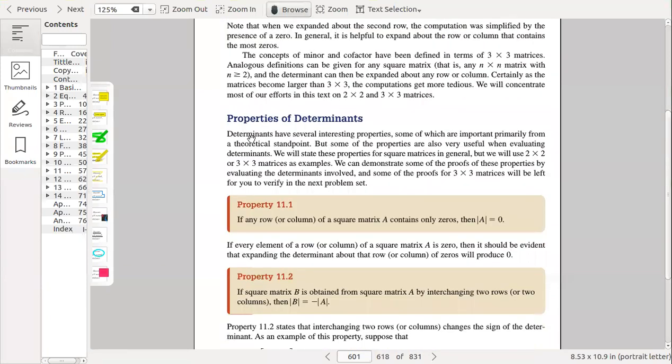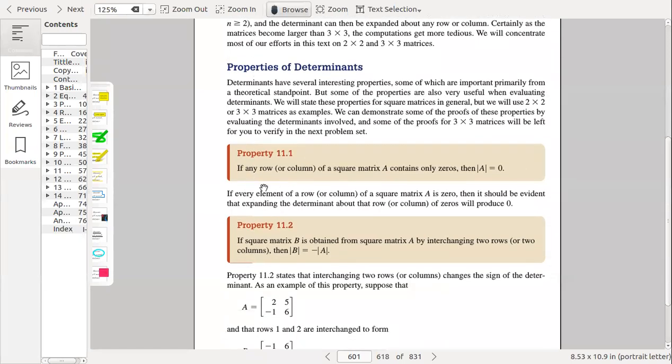Okay, so next is the properties of the determinant. So these properties are very useful to evaluate the determinant directly without using expansion. And the first property is that if any row or column of a square matrix A contains only zeros, then the determinant of this matrix is equal to 0.